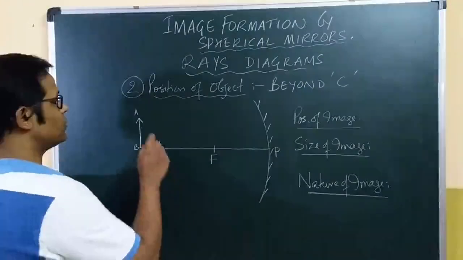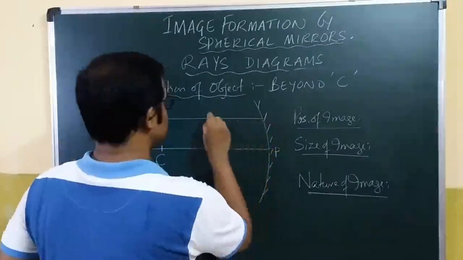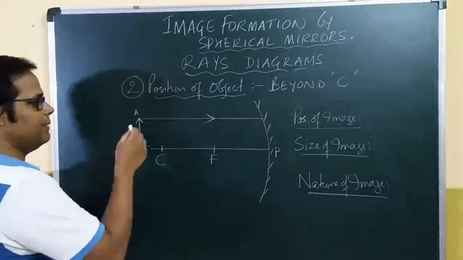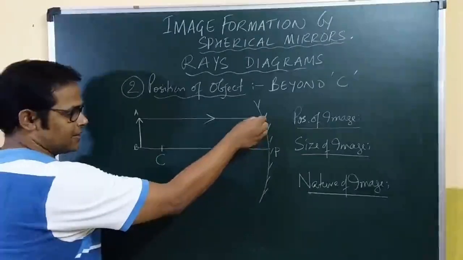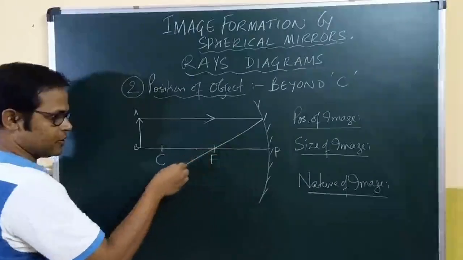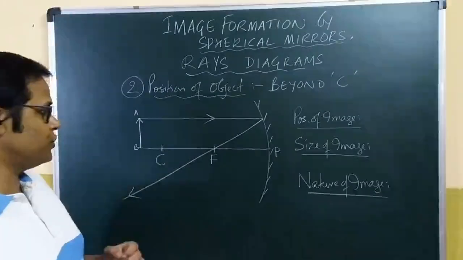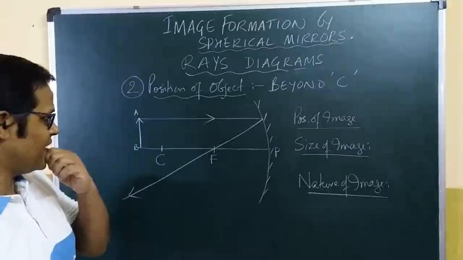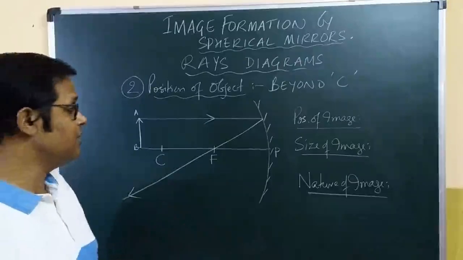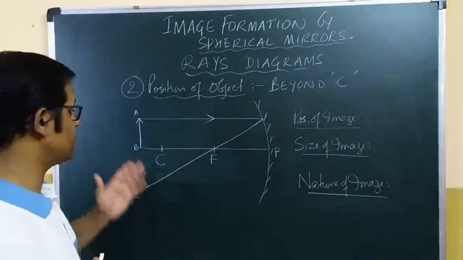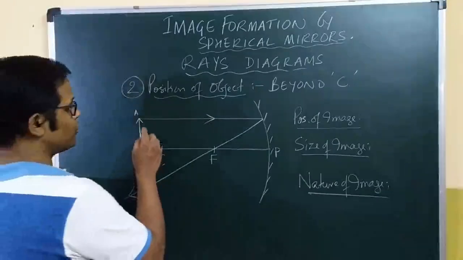Alright? So I just show you, I use the principal ray number 1, which says that a ray of light emitted from the tip of the object parallel to the principal axis just passes right through the focus. In this case, you should know definitely the answer. The answer is going to lie between C and F. Answer means the position of the image. Where is the image of this object going to be seen? So I can use any principal ray.